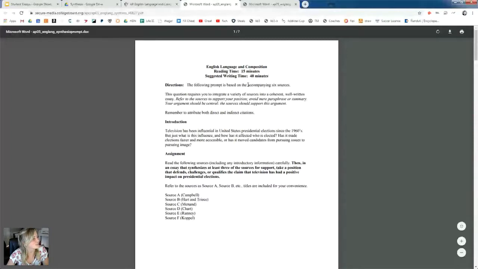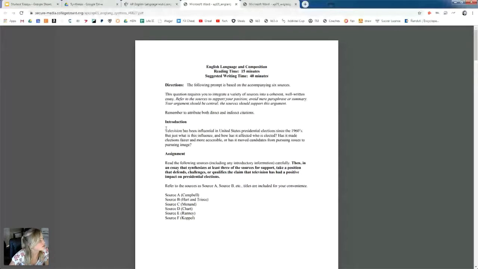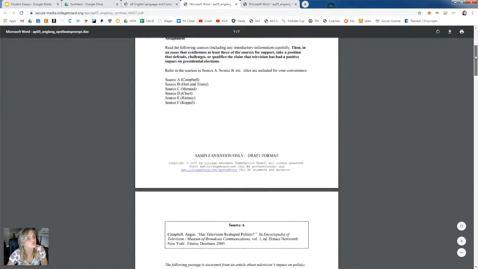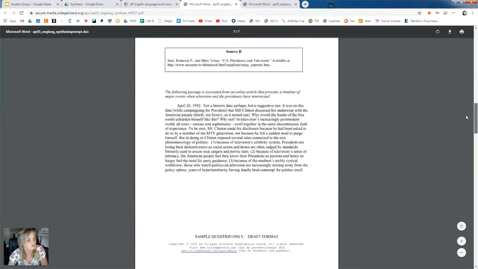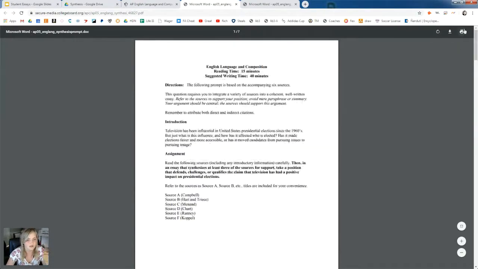For this one, the prompt is based on the accompanying six sources, which is what a synthesis essay is. Read the following sources carefully. Then, in an essay that synthesizes at least three of the sources for support, take a position that defends, challenges, or qualifies the claim that television has a positive impact on presidential elections. I'm not going to show you all the sources because that would take way too long, but keep that prompt in mind when we're analyzing the synthesis student essays.